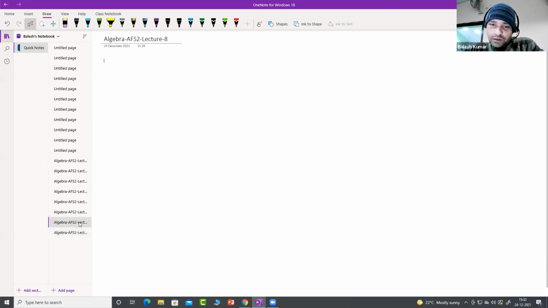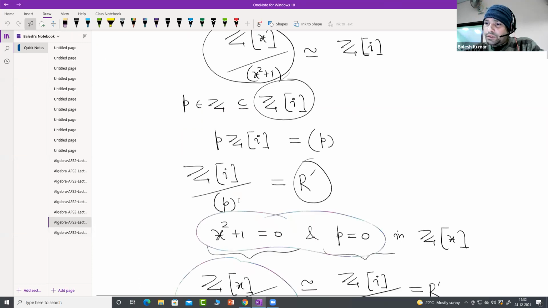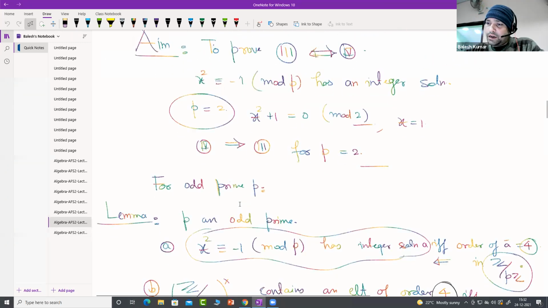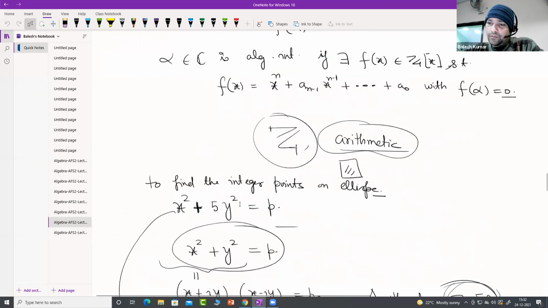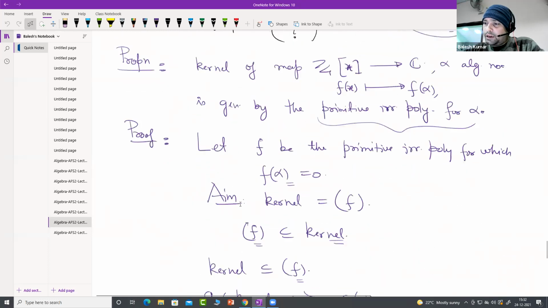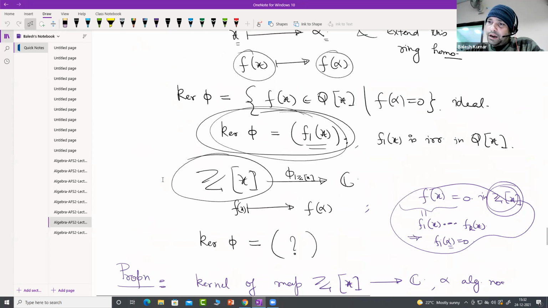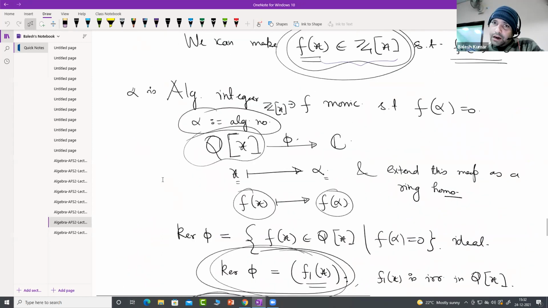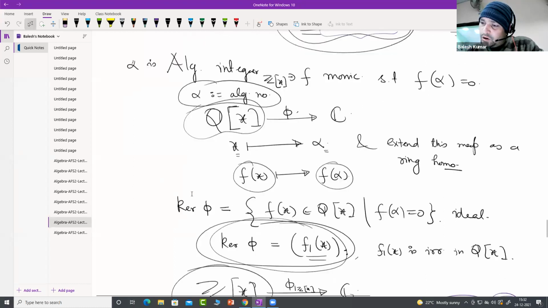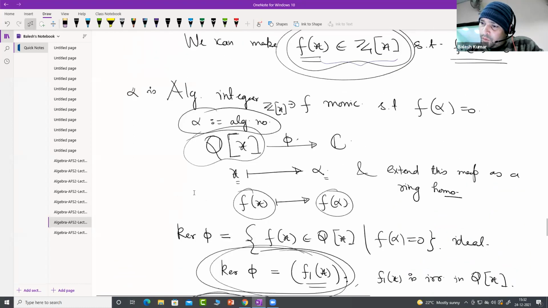Let me just recall that in the previous lecture we were trying to understand the notion of algebraic numbers as well as algebraic integers. What we saw is that if you take any algebraic number, it will always be a root of an integer polynomial. That integer polynomial may not be monic, but we do get a polynomial with integer coefficients for which alpha is a root.